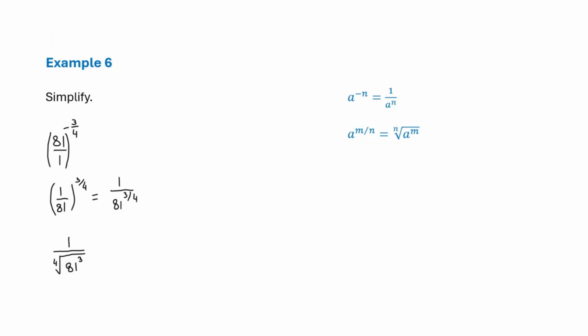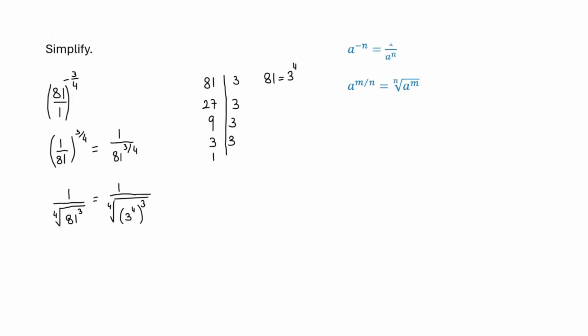If you're not sure how to do prime factor decomposition, I've linked a video in the description that explains it step by step. 81 is equal to 3 to the power of 4. Substituting this into the expression gives us 1 over the 4th root of 3 to the power of 4, all raised to the power of 3. We now apply the power of a power rule, so we keep the base and multiply the exponents.